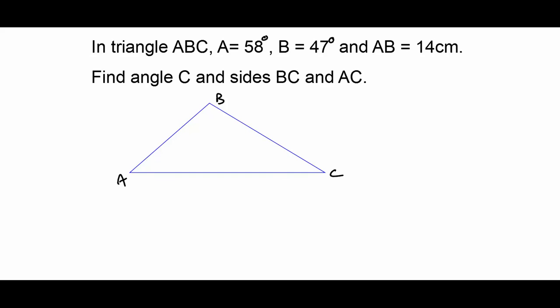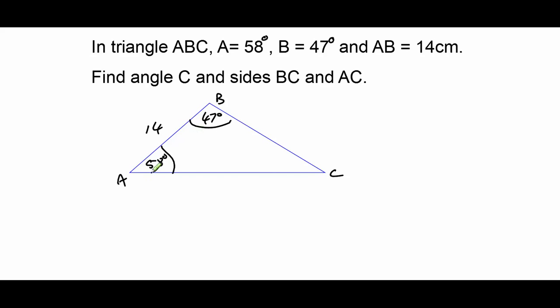So first draw a triangle ABC and put in the information we have in the question. Angle A is 58, angle B is 47, and the side AB is 14, and we want to find angle C and the other two sides BC and AC, and so we will completely have solved the triangle. We'll have all three sides and all three angles when we've done that.